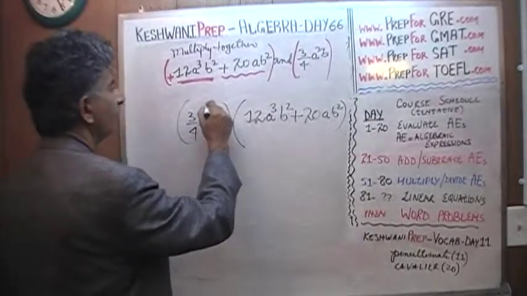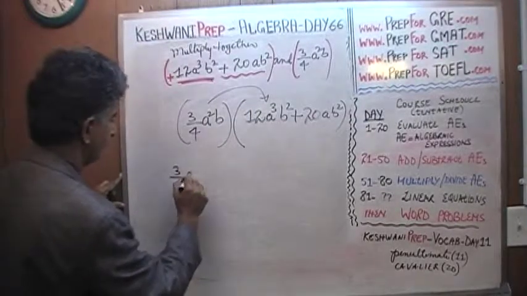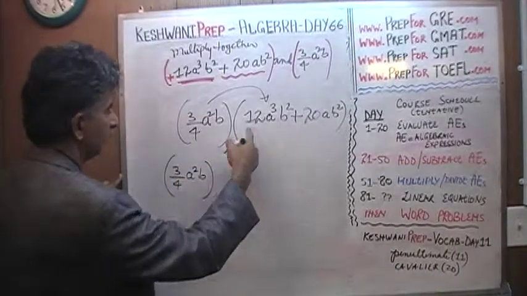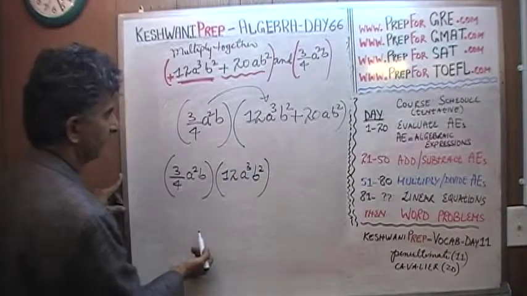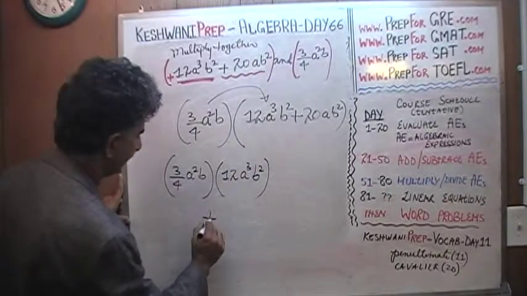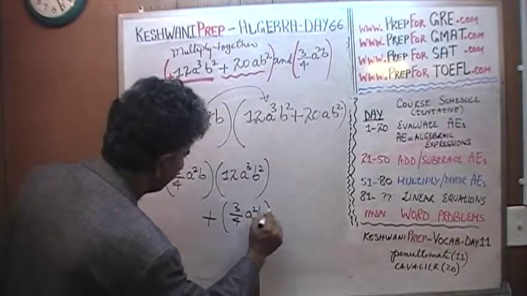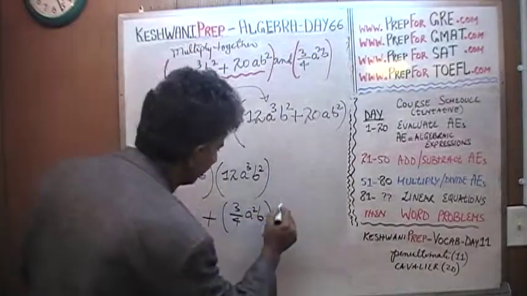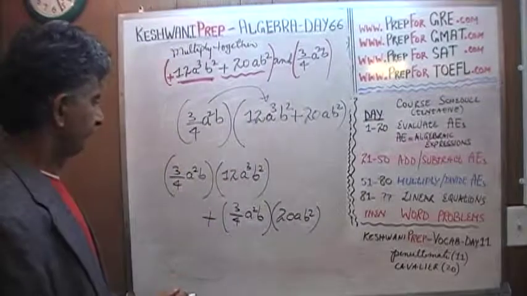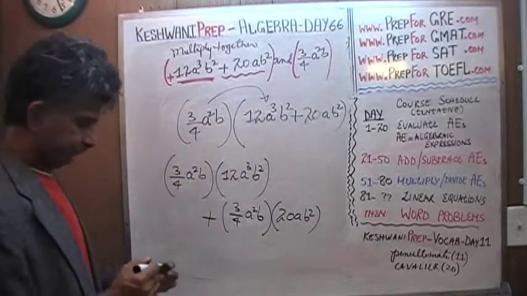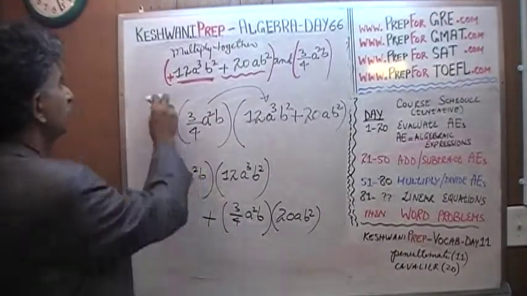Here we go. So first we have 3/4 a squared b times 12 a cubed b squared. That's the first part. Then we have plus, again 3/4 a squared b times this guy right here, 20 ab squared. I need the room now, so I'm going to erase the top part. We don't need it anymore, so that we can continue our work.